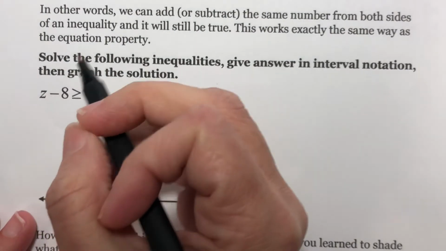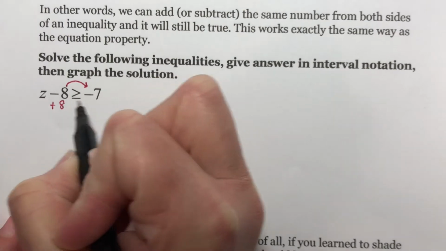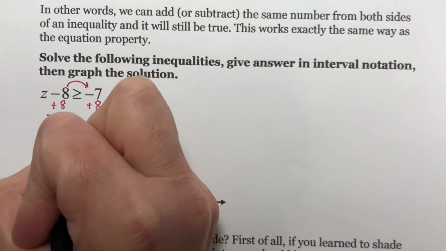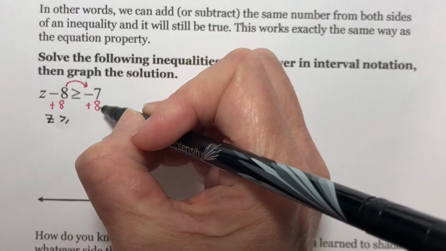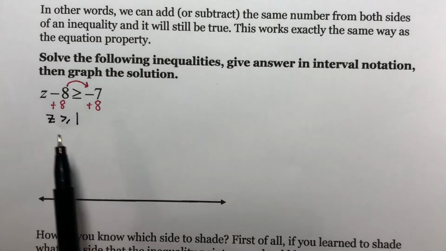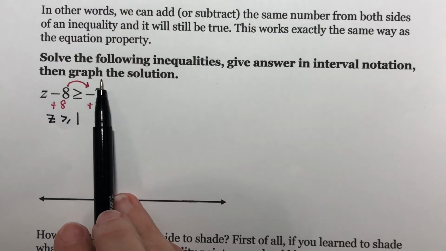I have a minus 8 here. I want to move it to this side. So I'm going to add 8 to both sides. And that gives me z is greater than or equal to negative 7 plus 8, which is 1. Okay, so we've done the algebra. We have to know how to write our answers. We're going to need to go to interval notation, and we're also going to graph.